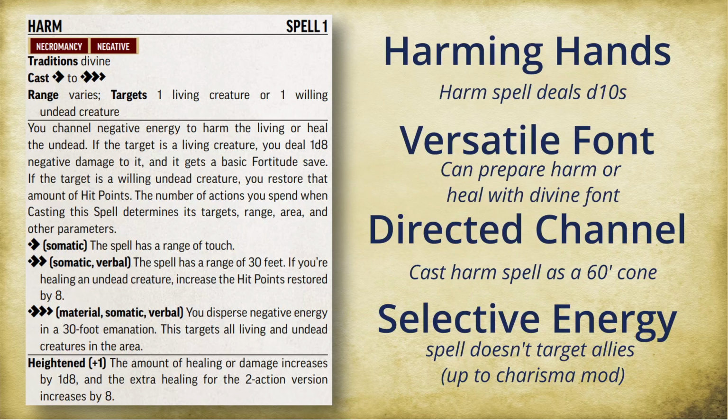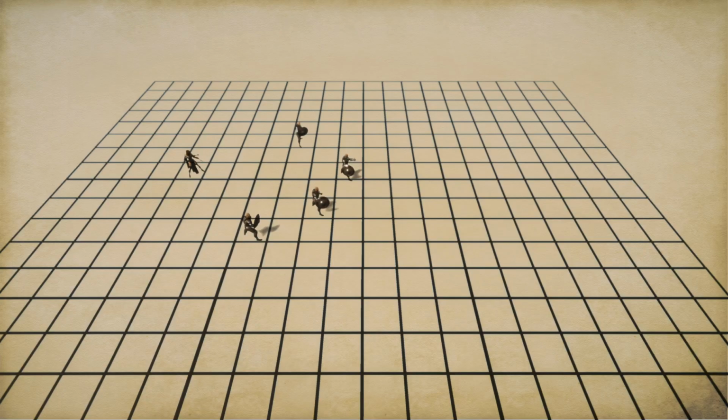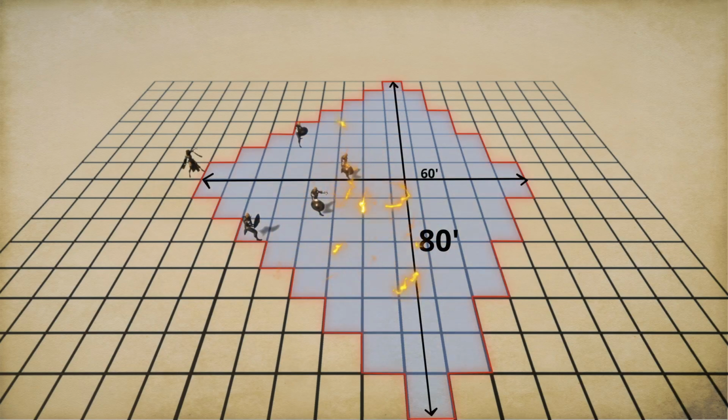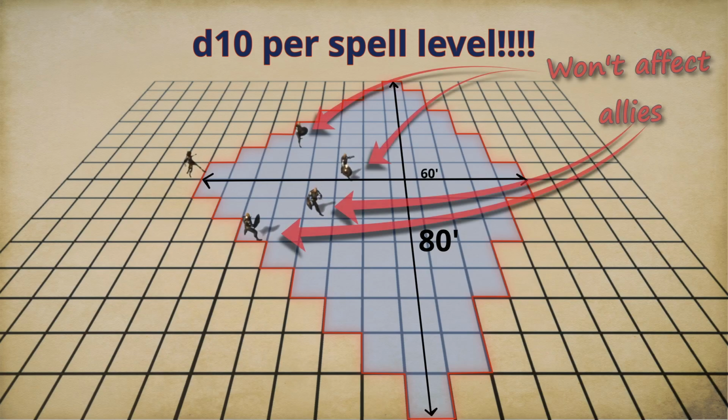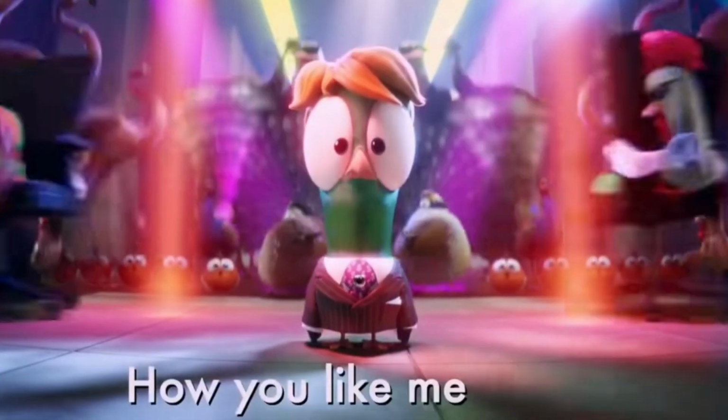With the feats Harming Hands, Versatile Font, Directed Channel, and Selective Energy, you can burst out 3-action max level harm spells in a 60-foot cone, which is massive, and deal a d10 per spell level to everything in that area, and avoid your allies on top of that. And you can do that 8 times a day at level 5, and then 9 times a day at level 15. I mean, how do you like me now?